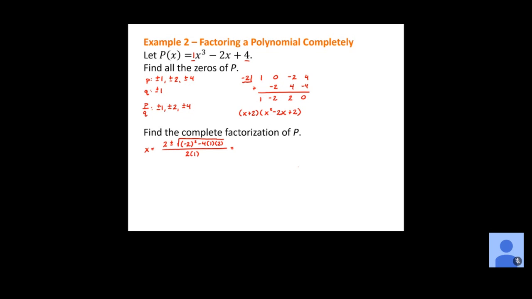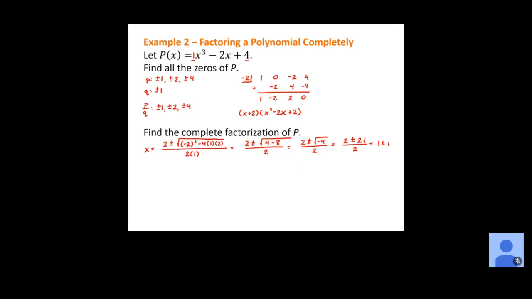And now we just need to simplify that. So we have 2 plus or minus the square root of 4 minus 8, all over 2. Well, 4 minus 8 is -4, so we have 2 plus or minus the square root of -4 over 2. Now we can take the square root of -4. Remember, the square root of a negative gives us an i. The square root of 4 is 2, so we're going to have 2 plus or minus 2i all over 2. And now everything is divisible by 2 here, so I'm going to divide each term by 2. 2 divided by 2 gives us 1, plus or minus 2i divided by 2 is just 1i.